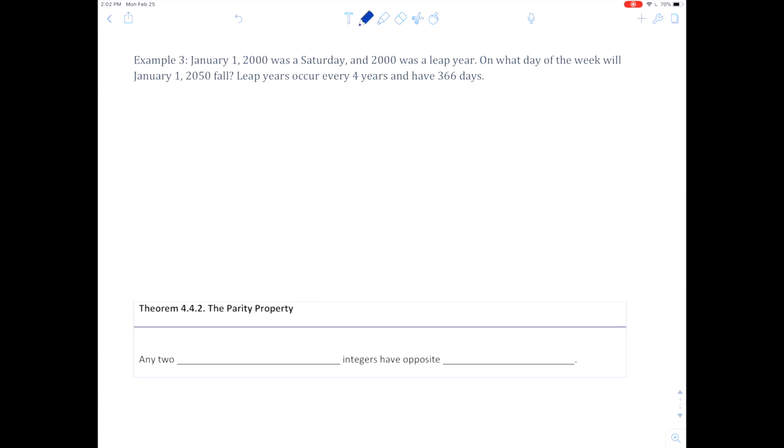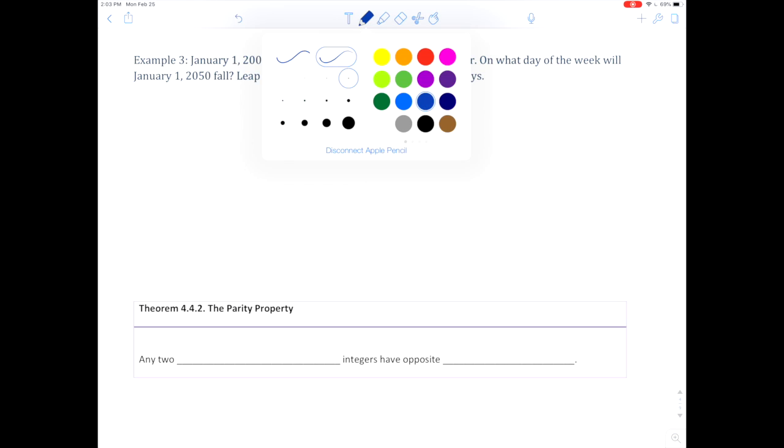All right, so example 3. January 1st, 2000 was a Saturday, and 2000 was a leap year. On what day of the week will January 1st, 2050 fall? Well, leap years occur every 4 years, and they have 366 days. Regular years have 365 days. So the first step would be what?